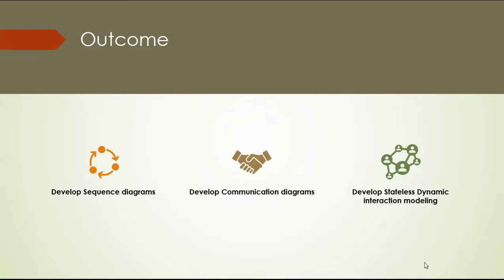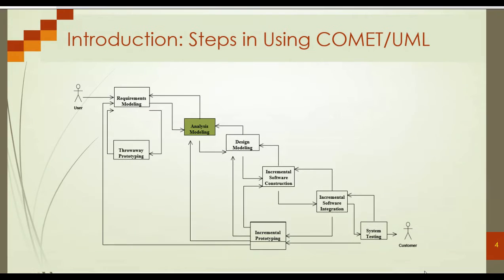So by the end of this class, students should be able to develop a sequence diagram and communication diagrams. Also, the student should be able to develop the stateless dynamic interaction model. So let's get started.